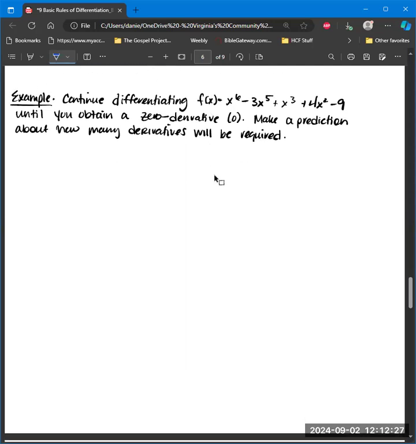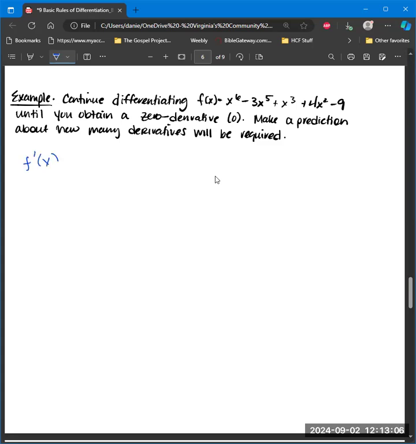So continue differentiating f of x equals x to the 6th minus 3x to the 5th plus x cubed plus 4x squared minus 9 until you obtain a zero derivative and make a prediction about how many derivatives will be required. I think that I need 6 derivatives to get to a constant of some kind, maybe not necessarily 0, but definitely when I take the 7th derivative here, I should get 0 because I should be taking the derivative of a constant. So I think I need 6 or 7 derivatives here, probably 7.